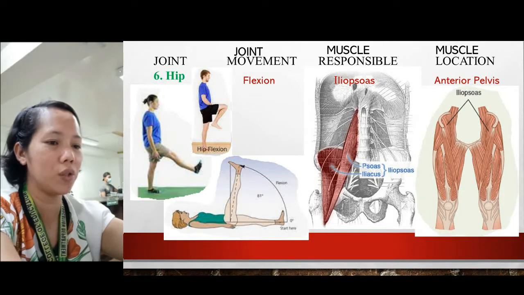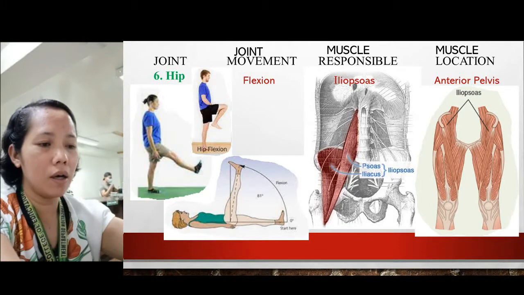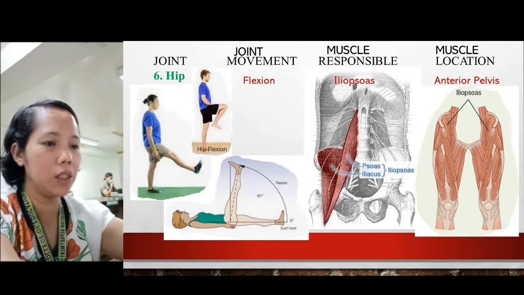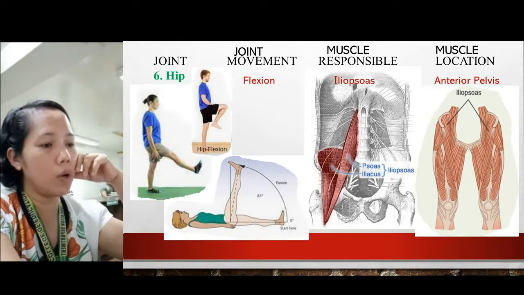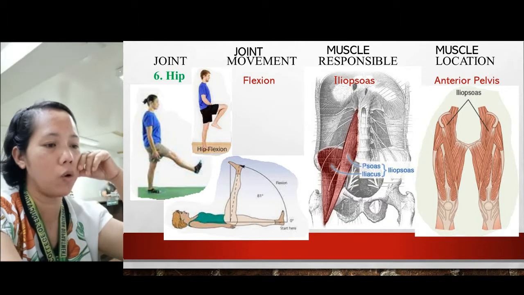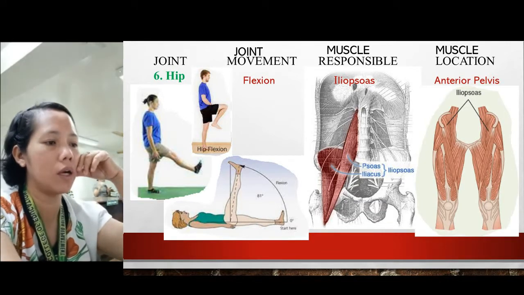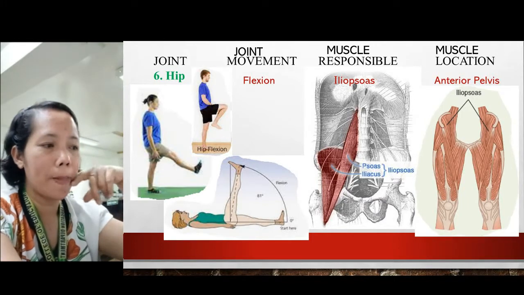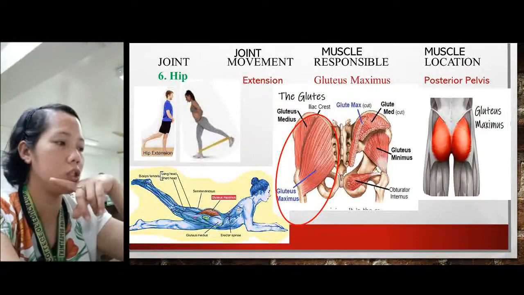Okay, so for the flexion, I provided several examples of flexion of your hips, and the muscle responsible is the iliopsoas. It's actually a combined muscle, the iliacus and the psoas, that's why it's called iliopsoas. That's located on your anterior pelvis. And the next movement is the extension, hip extension.